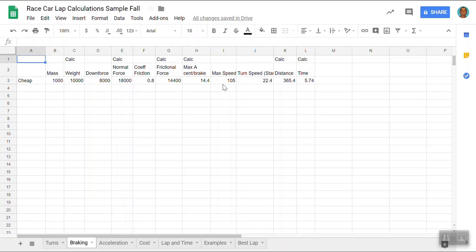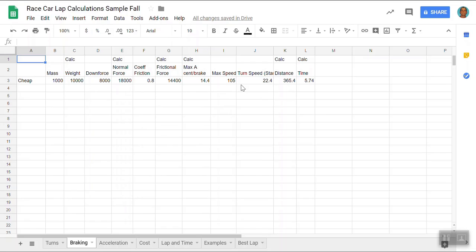The next interesting one is under braking. Again, we have our normal force and coefficient of friction to figure out what our frictional force is. All of that frictional force is available to the car during braking because all four wheels are used to slow it down. So maybe it's a little bit simpler calculation. We just look at our maximum acceleration, our centripetal acceleration, or braking, because all four wheels are available there. I've got a maximum speed. I'm going along the straightaway at my maximum speed. My next turn I have to be down at 22.4 meters per second.